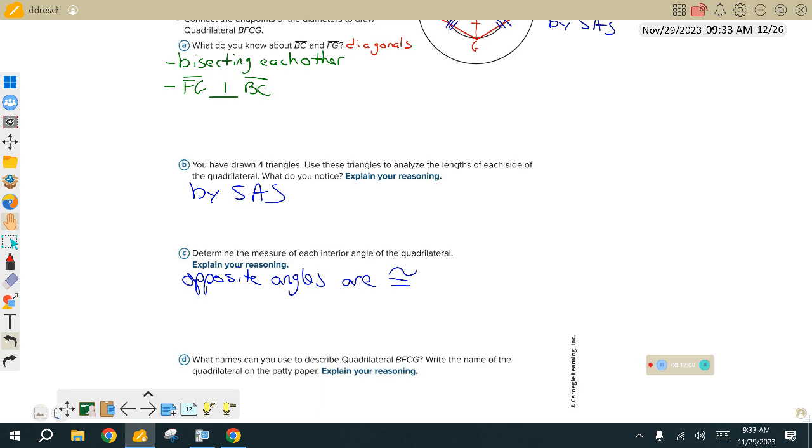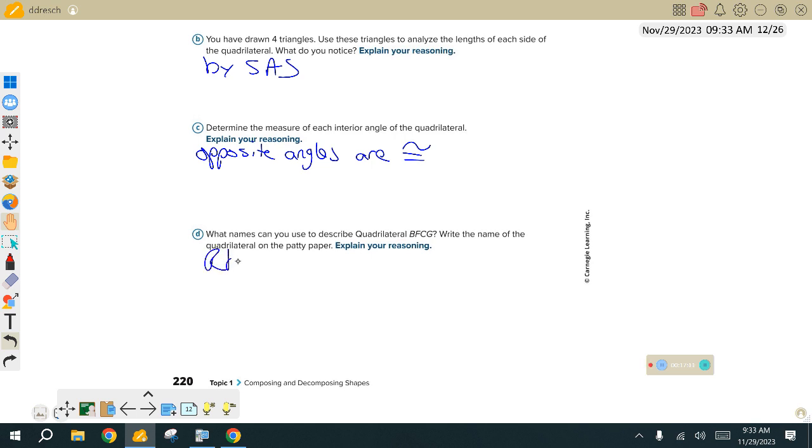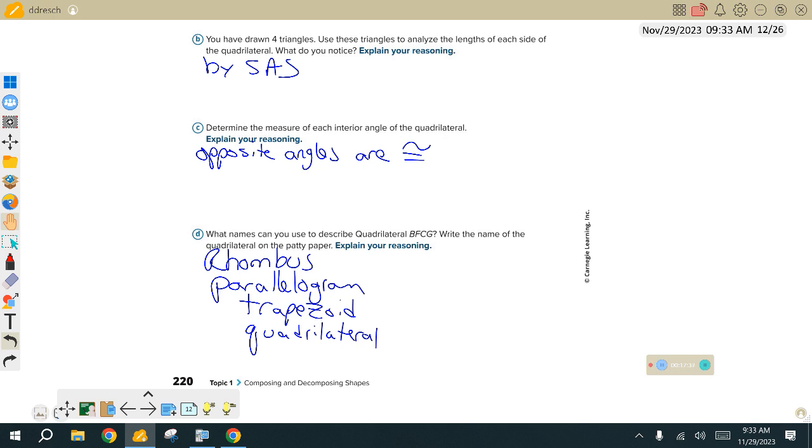And then what shape do we have here? We have ourselves a rhombus. And if we're a rhombus, what else are we above that? We're a parallelogram. And if we're a parallelogram, we are a trapezoid. And if we're a trapezoid, we are not a triangle, right? We're a quadrilateral. Okay?